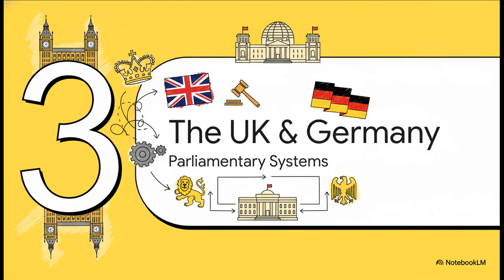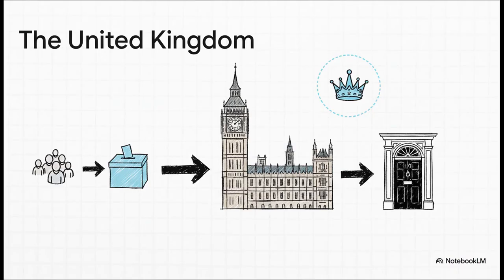Let's see how this stuff actually works in the real world. We're going to look at two major European countries that both use the parliamentary system, but each one adds its own unique twist. The UK is the classic example, right? They use a system called first past the post. It sounds complicated, but it's really simple. In each of the 650 districts, the candidate with the most votes wins, period. The party that wins a majority of these districts gets to form the government, and its leader becomes prime minister. And while they do have a monarch, that role is purely ceremonial. The real political power is in parliament.